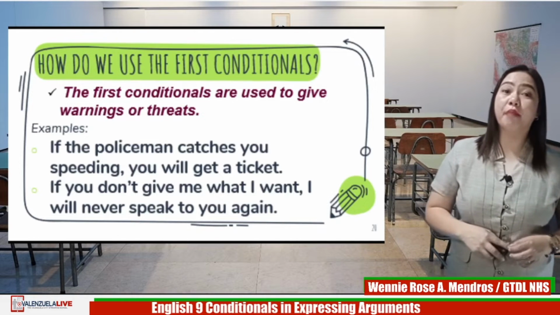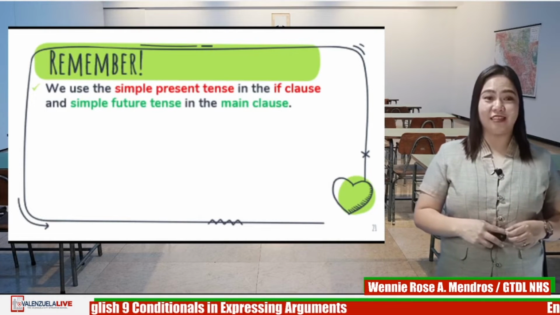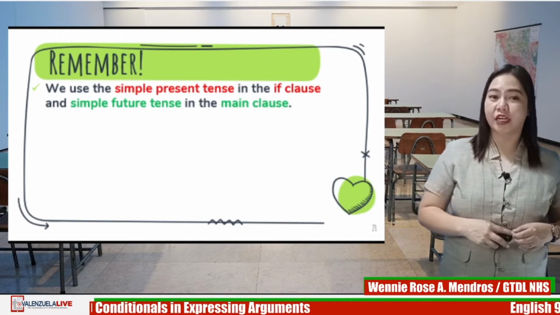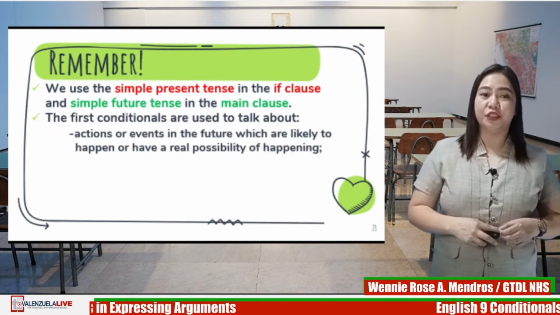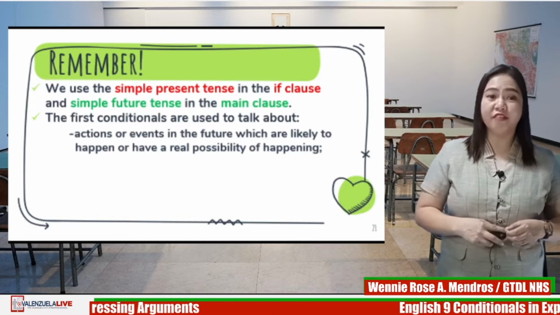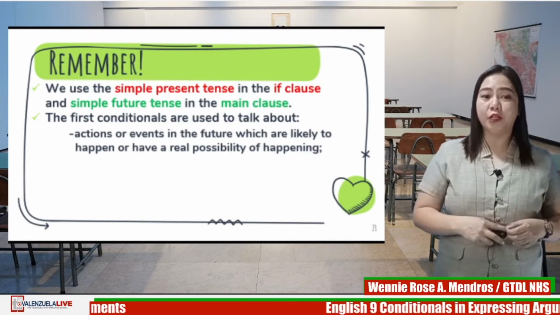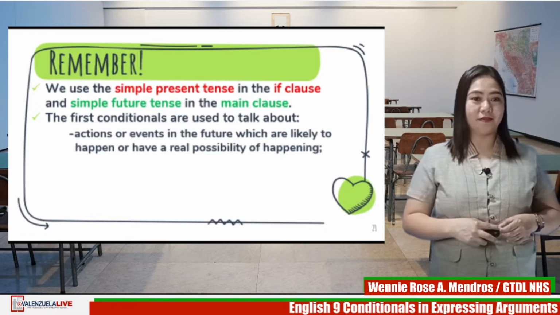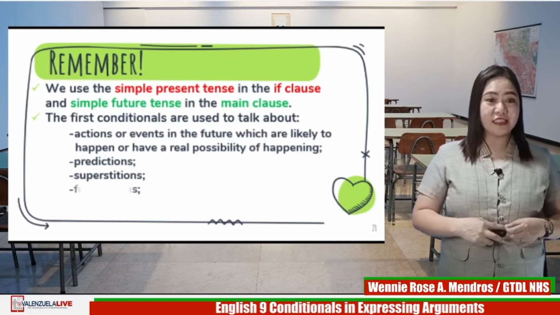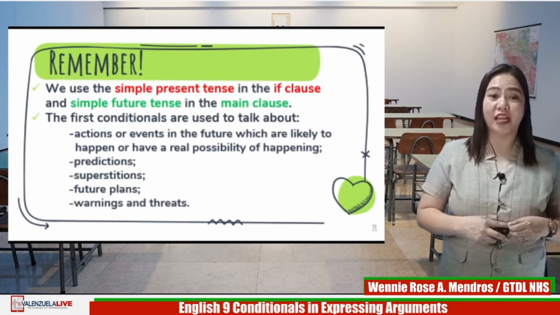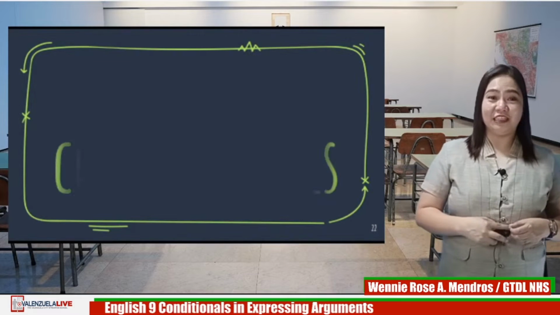So, remember, in the first conditionals, we use the simple present tense in the if clause and simple future in the main clause. Moreover, first conditionals are used to talk about actions or events in the future which are likely to happen or have a real possibility of happening. We also use it for predictions, superstitions, future plans, and in giving warnings and threats. Now, let's proceed to the second conditional sentences.